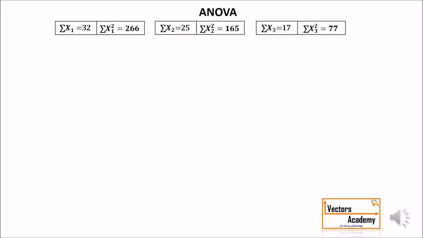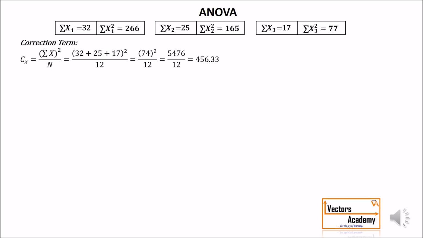Now we'll start with our analysis. The first thing we need to calculate is the correction term. The correction term is given by the formula summation of x the whole square upon N. N represents the number of students which we have. We have 12 different students, 4 in each category. So we get (32 plus 25 plus 17) the whole square upon 12. The answer comes to 456.33.